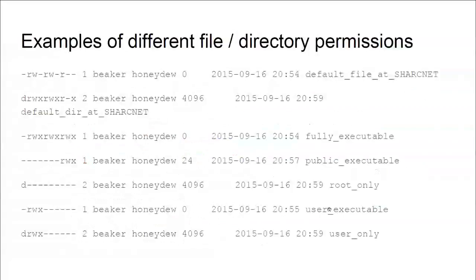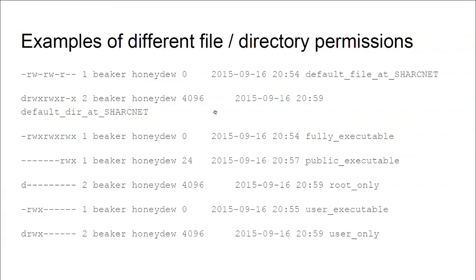So here are some examples of different file and directory permissions. Fortunately, it looks like it was cut off when I transferred it to PDF, but you can see for the first one, this is the default file permissions at Sharcnet. So if you just create a new file and don't do anything to it, you will be able to read and write to it. Your group will be able to read and write to it, but nobody else will.